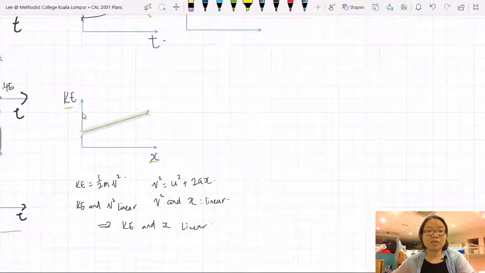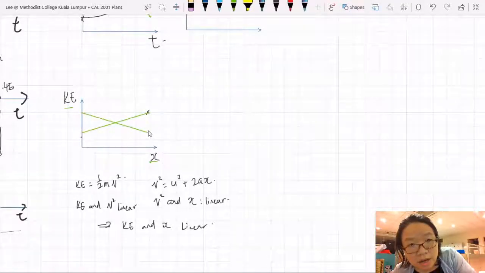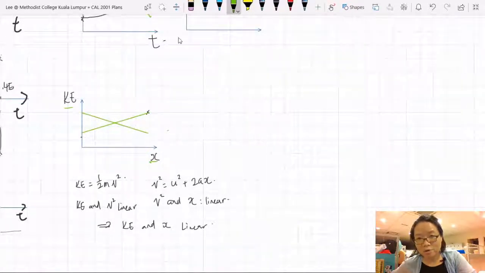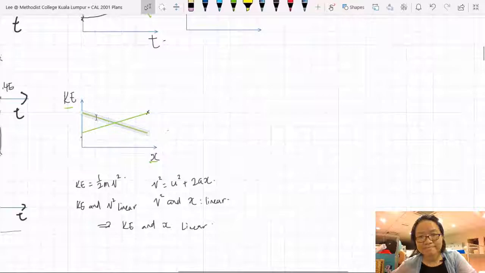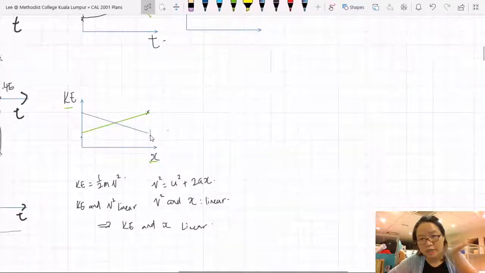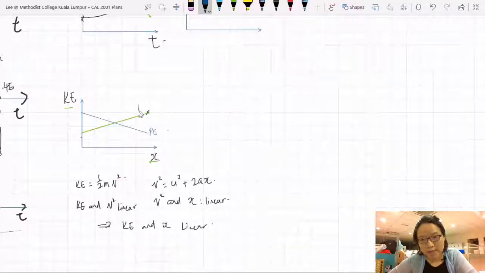And if KE increases by, I think I drew here 1.5 boxes, so PE would decrease by 1.5 boxes too. This is PE against position. PE is mgh. Of course, it's linear. It will be a straight line.